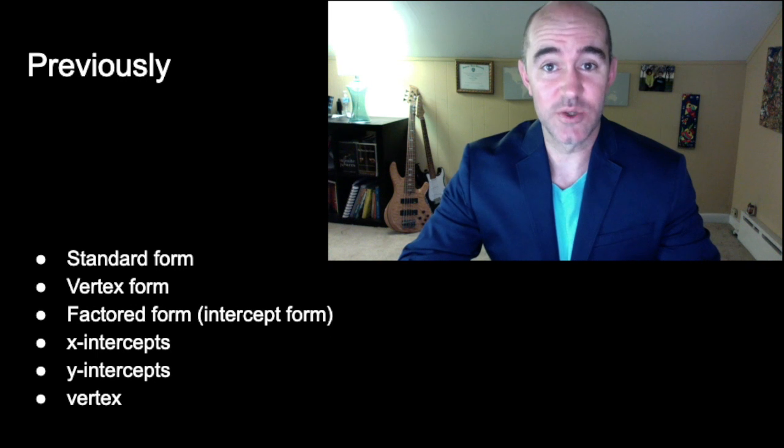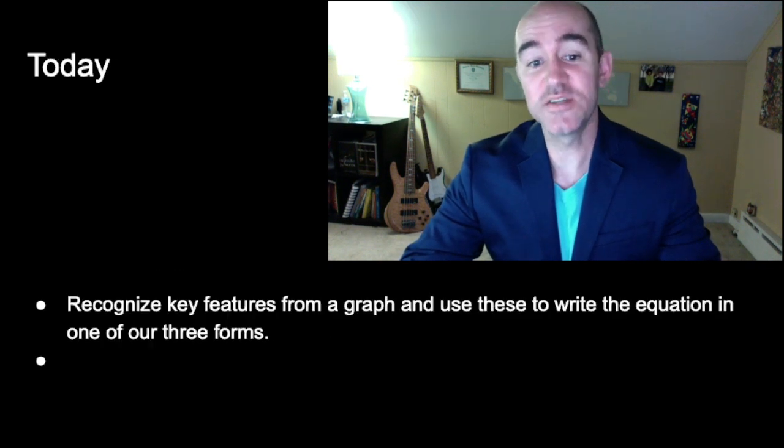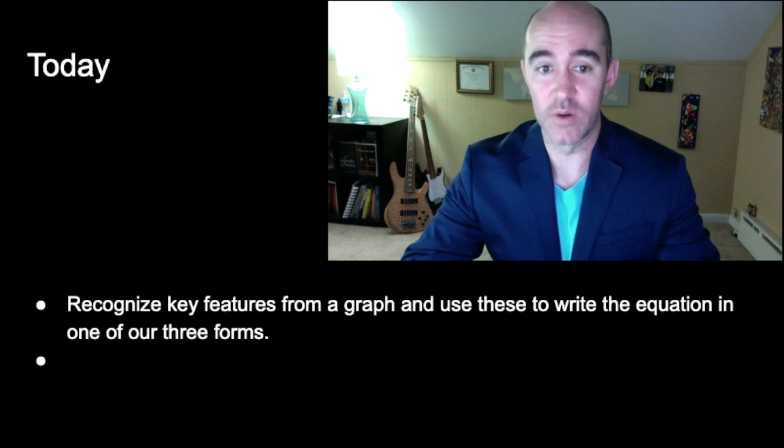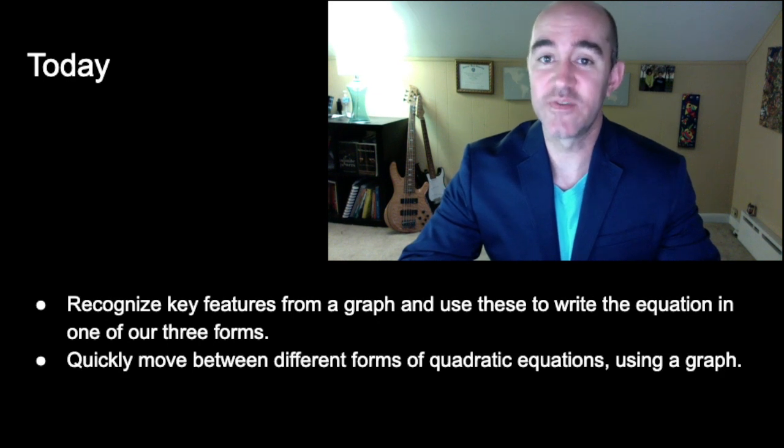Today we're going to be doing two things. One, we're going to recognize the key features from a graph and use these to write the equation in one of our three forms. We're going to do that for about half of the time. For the other half of the time, we're going to be quickly moving between different forms of quadratic equations using a graph. Here's how we're going to get there.